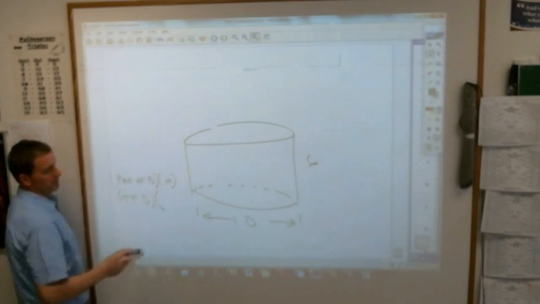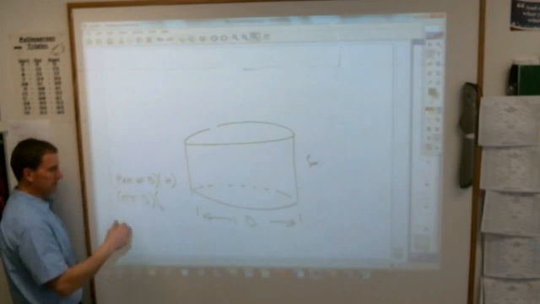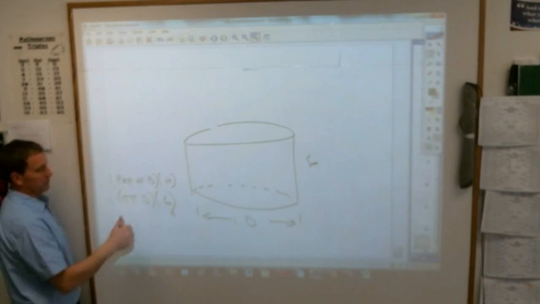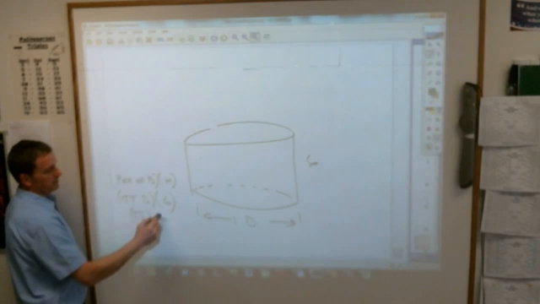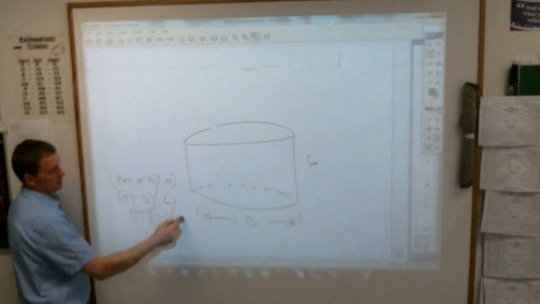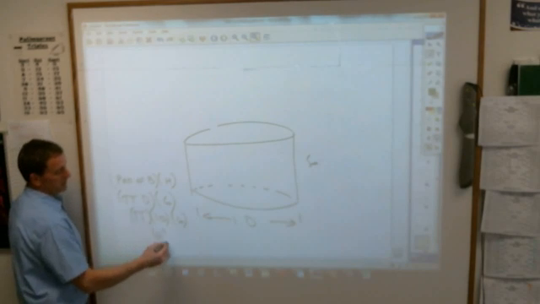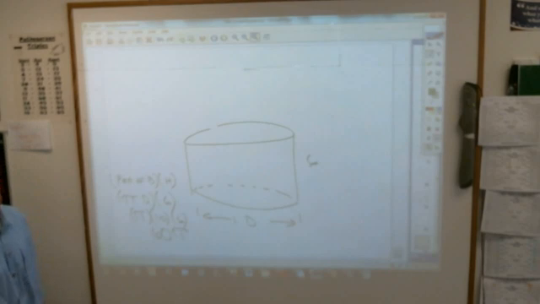And I am then going to multiply that by the height, which is, somebody said it, they just didn't yell it out, 6. So the lateral surface area is going to be pi times the diameter, which is 10, times the height, which is 6. So the lateral surface area will be, let's just leave it in terms of pi, 60 pi.